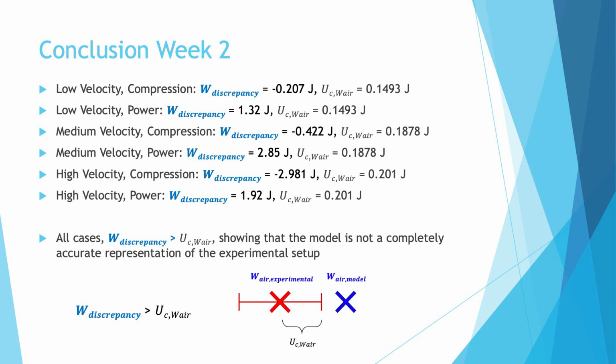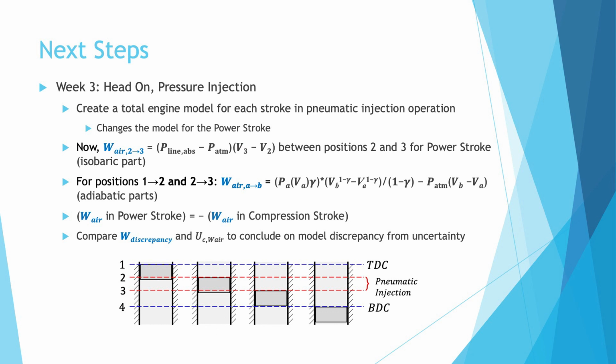Moving on to week 3 for the experiment, we take data with a head on and pressure injection. We will create a total engine model for each stroke in the pneumatic injection operation, which changes the model for the power stroke. Now we have isobaric compression between the piston positions 2 and 3 for the power stroke. The rest of the power stroke is still modeled using the adiabatic compression.